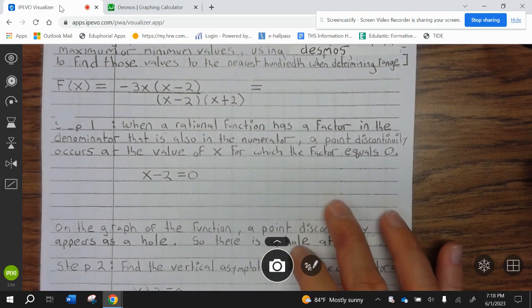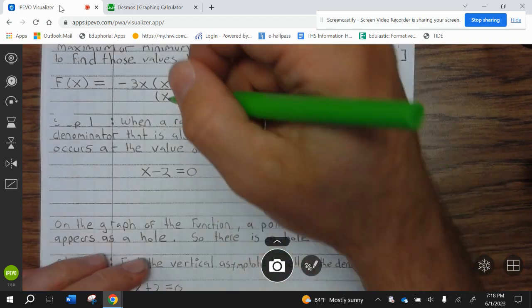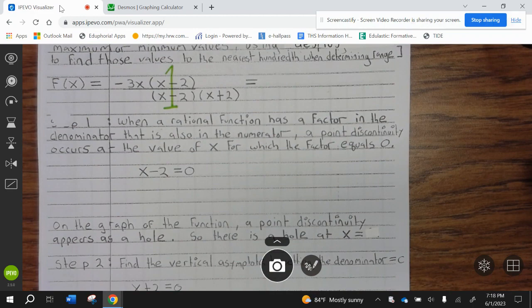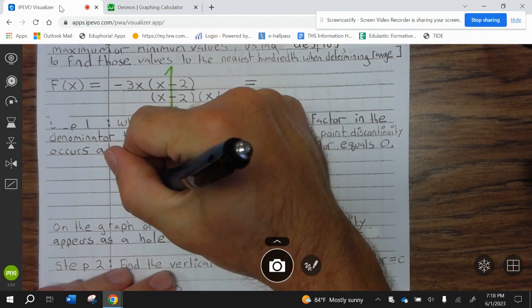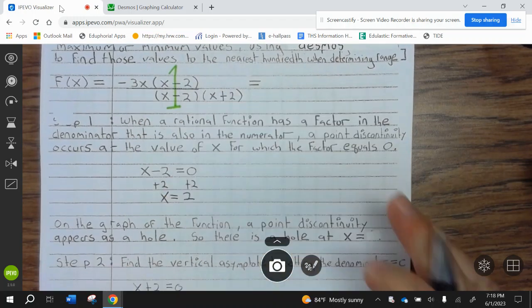All right, so let's take a look at the function. When a rational function has a factor in the denominator that is also in the numerator, a point of discontinuity occurs at the value of x for which that factor equals 0. What they're talking about is right here. This divides and becomes 1. So we're going to set that equal to 0. We add 2 to both sides, so x equals 2.